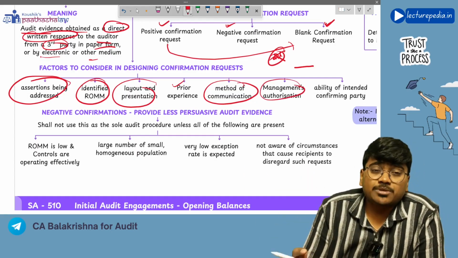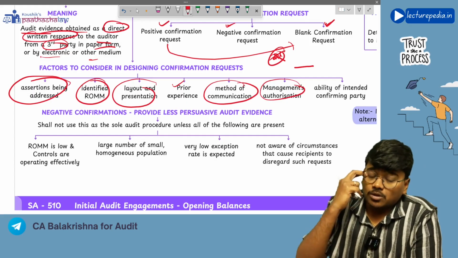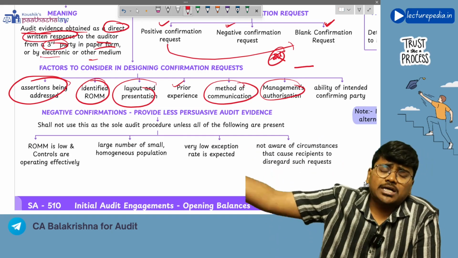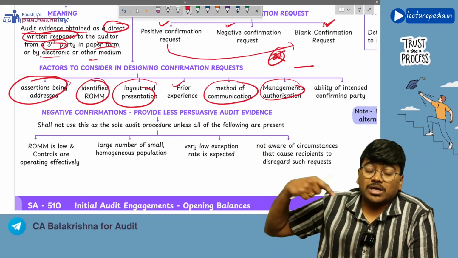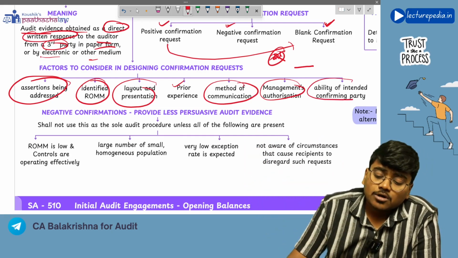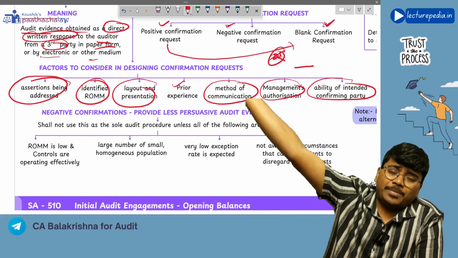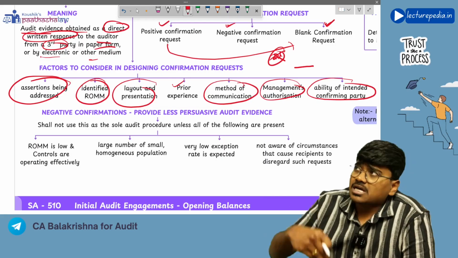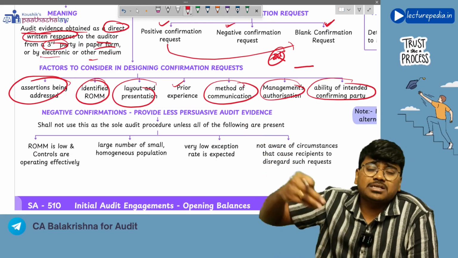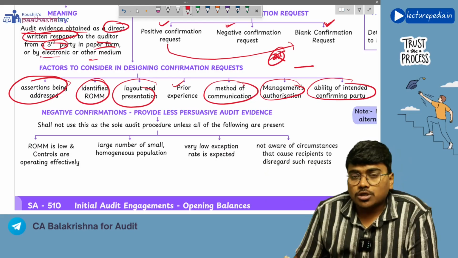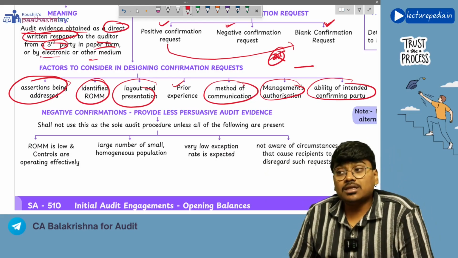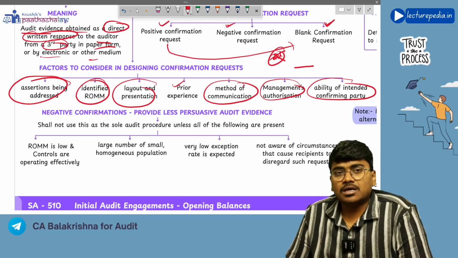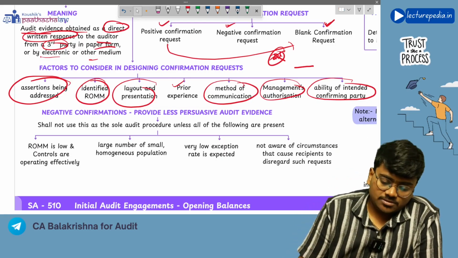Understand? Next, management's authorization: whether management has authorized you to send the confirmation request, or whether management has authorized that confirming party to respond to you. That also you will see. And whether that intended confirming party has the ability to confirm the request, whether he has access to the information that I am asking for, that also you will see. So all these things you will consider in designing your external confirmation request.